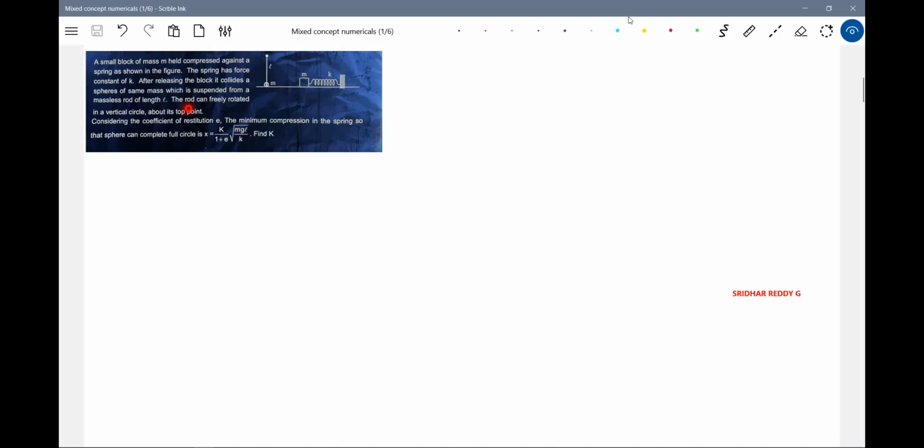There's a rod of length L. There's a block, and these two will collide here. A small block of mass M is held compressed against a spring. The spring has force constant k. After that, the block collides with a sphere of mass M, which is suspended from a massless rod. The rod can freely rotate in a vertical circle about its top point. Find the minimum compression in the spring so that the sphere can complete a full circle.